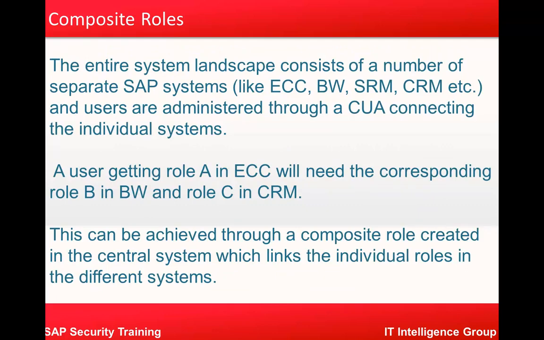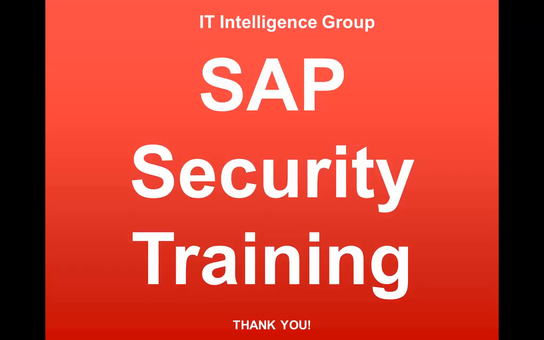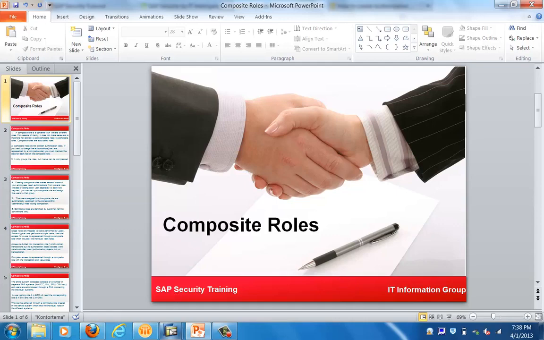So what we have seen is that the entire system landscape consists of a number of separate SAP systems. Basically you may have an ECC system, BW system, SRM system, CRM, etc., and users are administered through a CUA connecting the individual systems. A user getting role A in ECC will need the corresponding role B in BW and role C in CRM. This can be achieved through a composite role created in the central system, which links the individual roles in different systems. So that is how we can use the composite role for defining the roles within an SAP system.